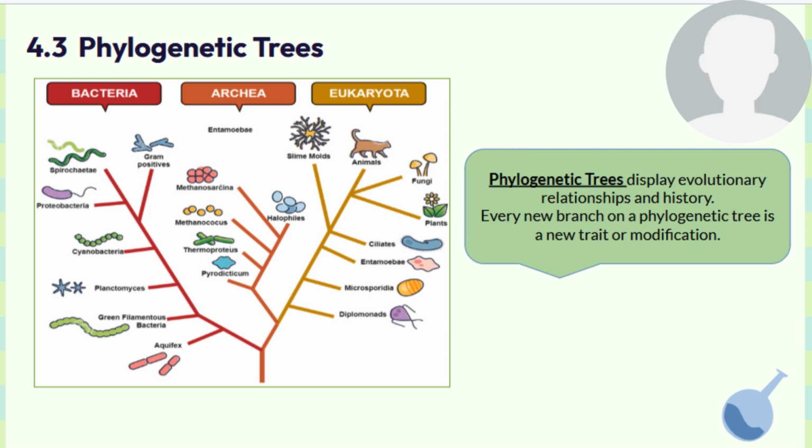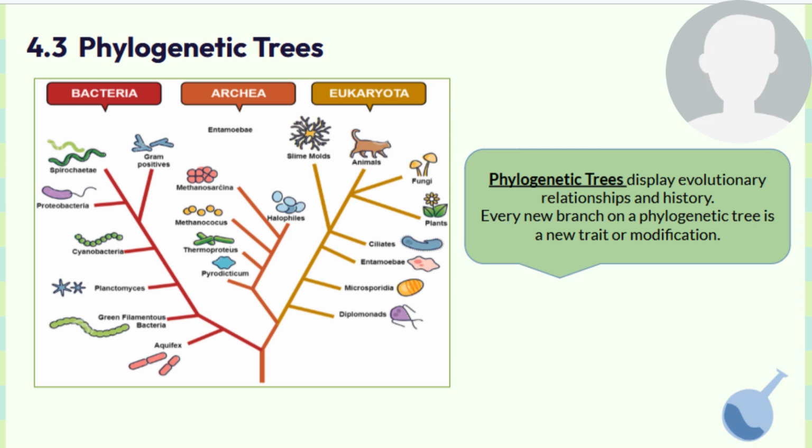Trees can be split into very big or very small domains. In this case, we have three major domains: bacteria, archaea, and eukaryota. Bacteria have the most simple cell structures and were among the earliest forms of life.